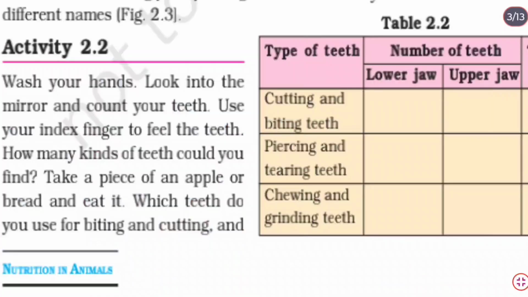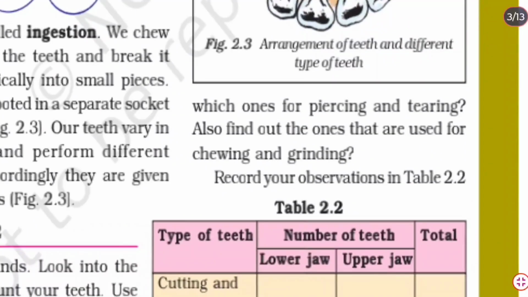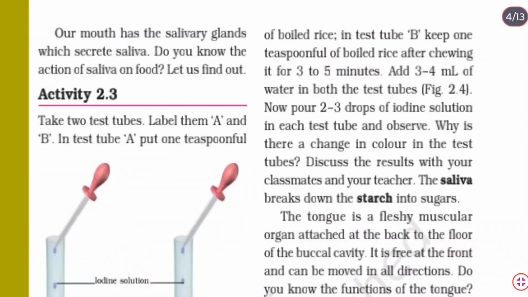Activity 2.2. Wash your hands, look into a mirror and count your teeth. Use your index finger to feel the teeth. How many kinds of teeth could you find? Take a piece of an apple or bread and eat it. Which teeth do you use for biting and cutting? And which ones for piercing and tearing? Also find out the ones that are used for chewing and grinding. Record your observation. Our mouth has the salivary gland which secretes saliva.